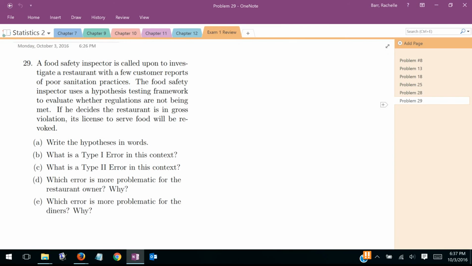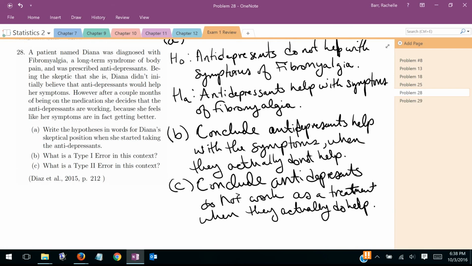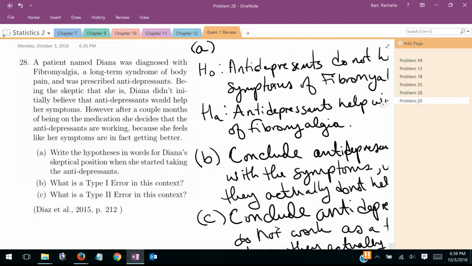Anyway, so moving on to 29. I did that kind of quick. Let me back up for a second. So again, remember, rejecting when it turns out that it's true, failing to reject when it turns out that it's false. Let's try this again for 29.